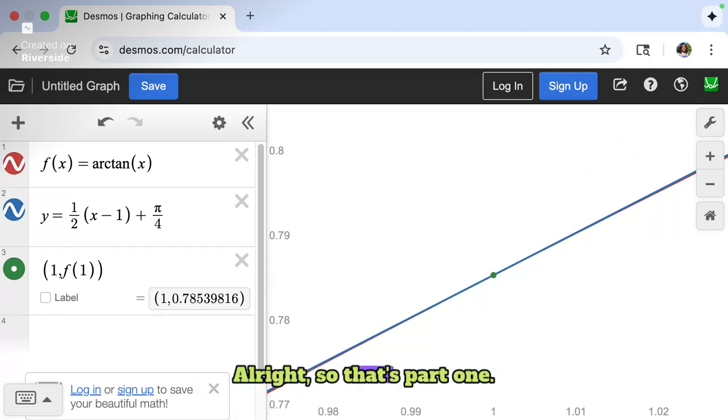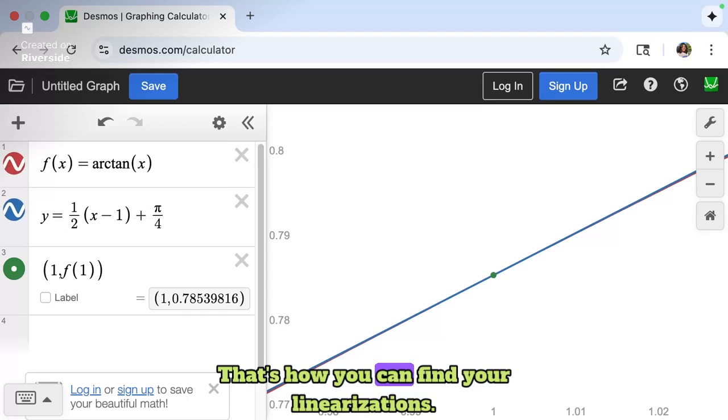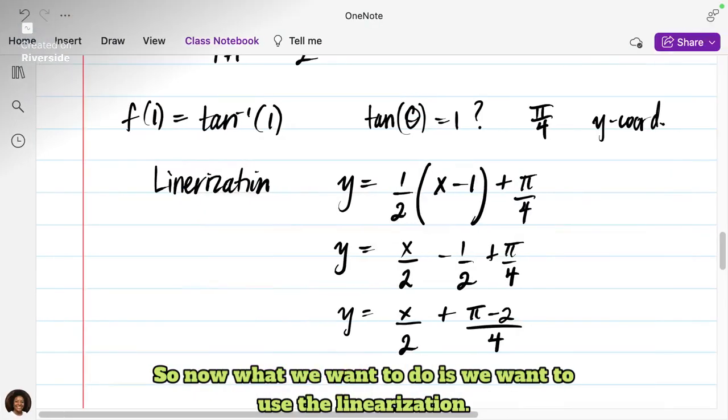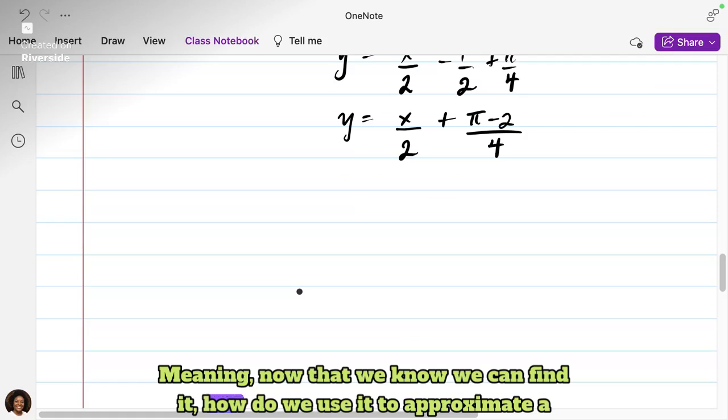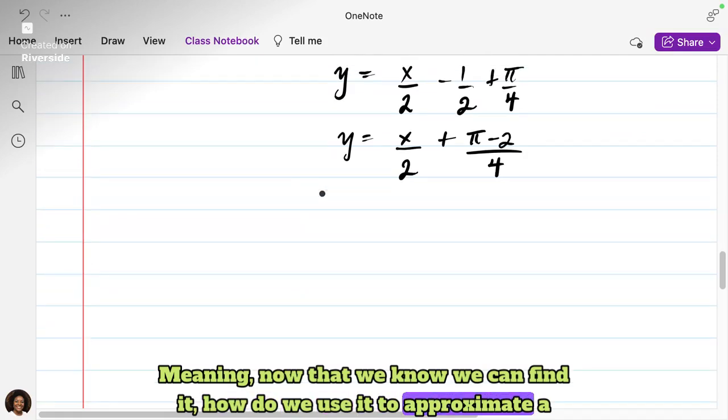All right, so that's part 1. That's how you can find your linearizations. Now what we want to do is use the linearization. Now that we know we can find it, how do we use it to approximate a value?